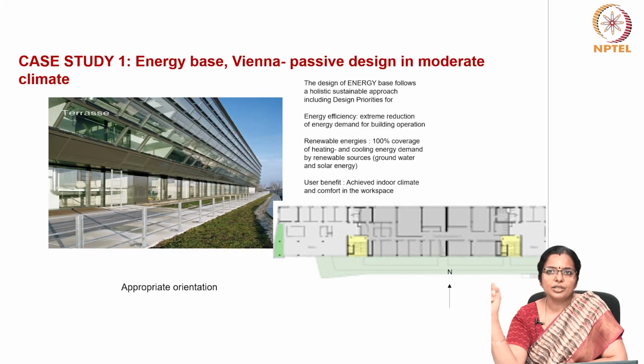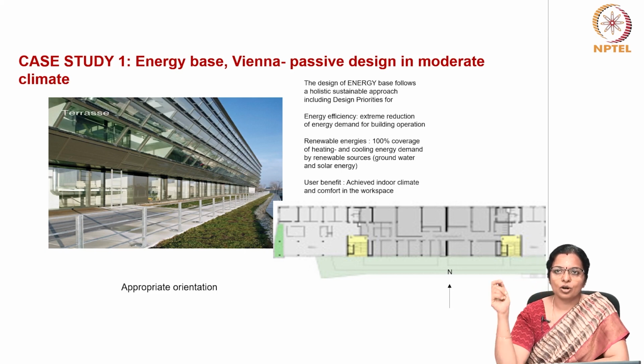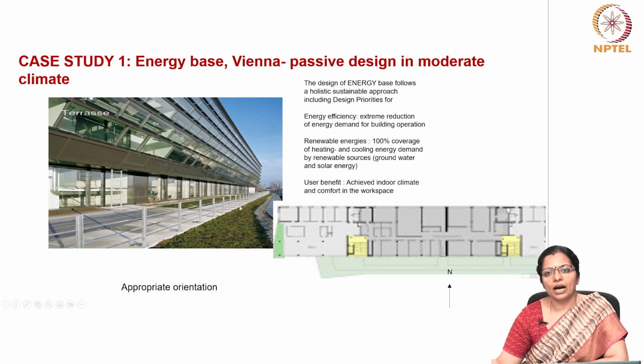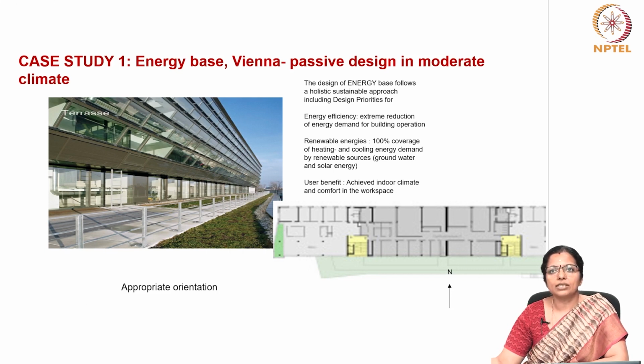So, the energy base in Vienna is a building which is about 7,500 square meters of office space, and this office building projects itself as the future of how office buildings must be designed. The architectural and energy concepts are very ahead of its time, and they focus on sustainable and innovative technologies.